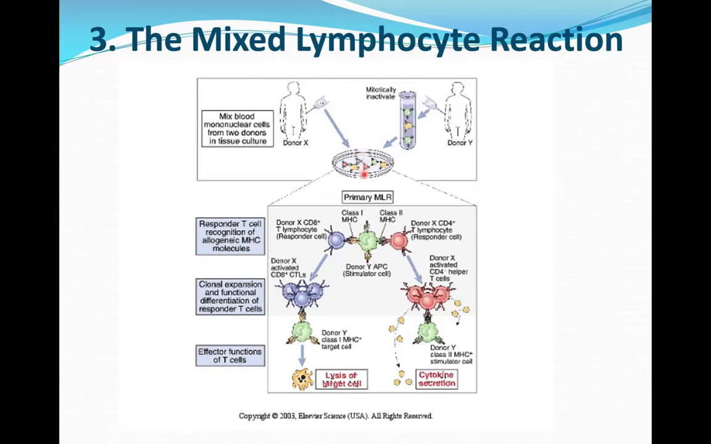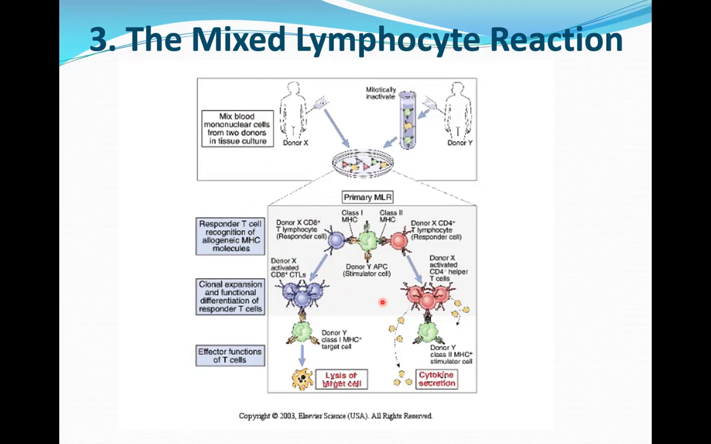And if there is an HLA mismatch, so the foreign HLA proteins of donor Y get presented on the dendritic cells of donor X and present these foreign antigens to the T helper cells and cytotoxic T cells from donor X. And so donor X cells get reactivated because they're seeing these foreign HLA antigens.